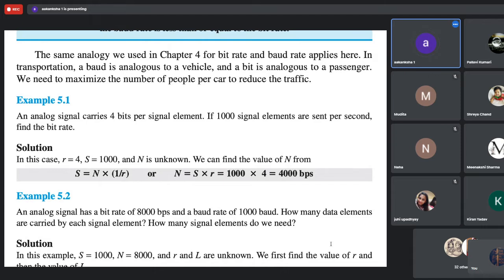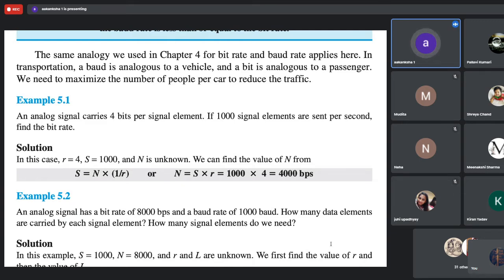4 into 1000. So even if you don't apply the formula, it is very clear that n is unknown, n is the data rate, that is the bit rate, and we know S is equal to N into 1 upon r. So r is the number of bits sent per signal element, and S is 1000. Signaling rate is 1000 baud. So r is equal to 4. So N is equal to S into r, that is 1000 into 4, that is 4000 bits per second. So that is the N, 4000 bits per second is the value of N, that is the bit rate or data rate.